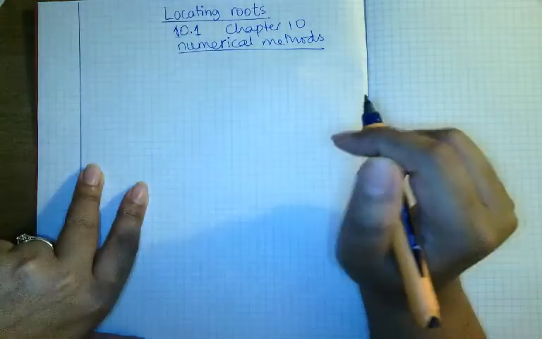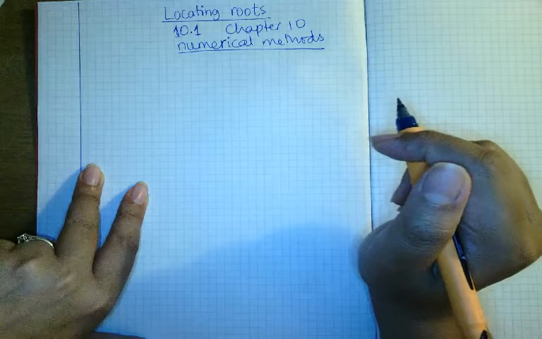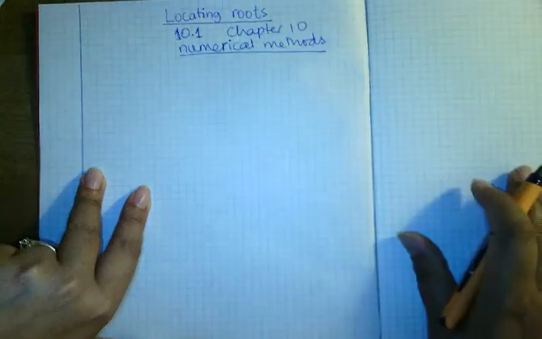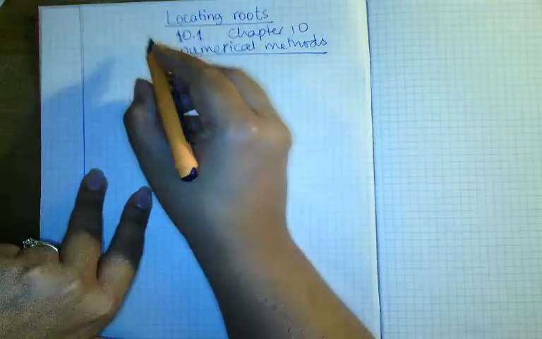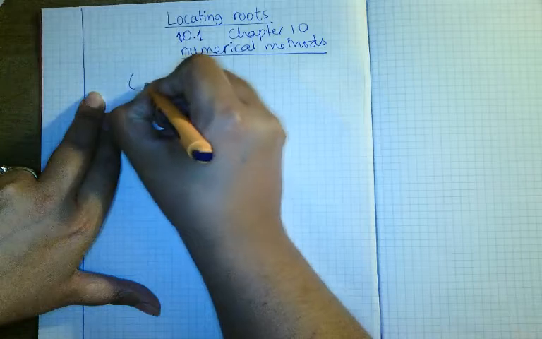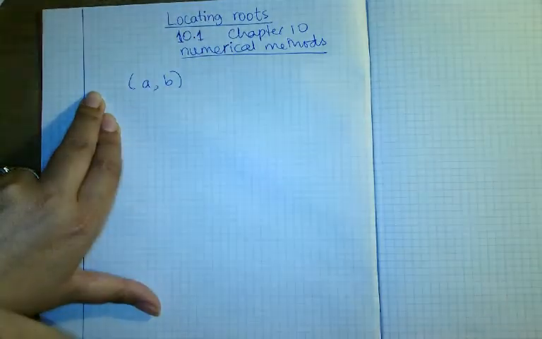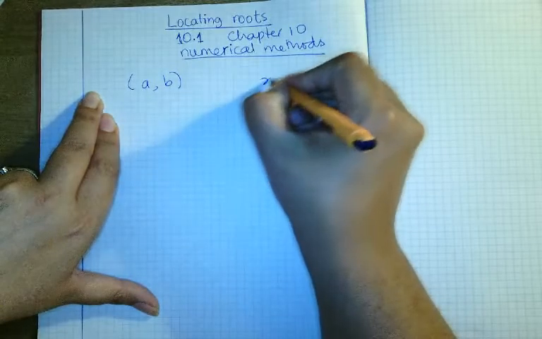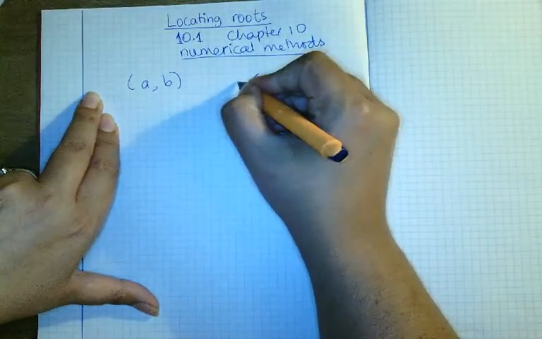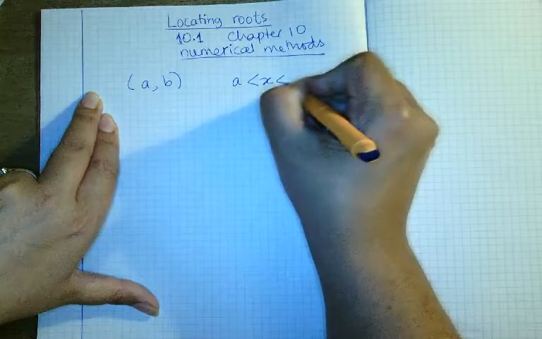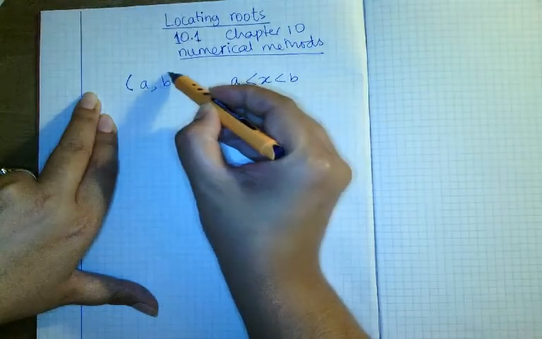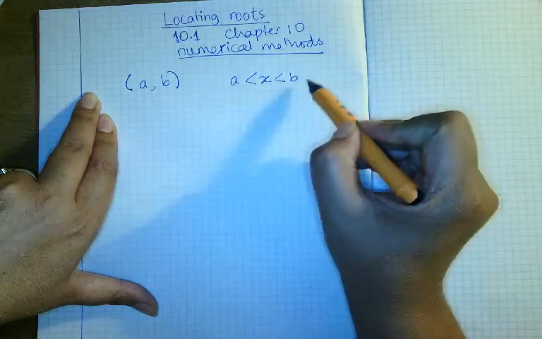So we are going to be locating roots, and before we get into the example, I think there are a couple of different notations which you need to know about. If you see something like this, we are talking about x taking any values which are greater than a but less than b. So basically these brackets mean that we are not including a and b.